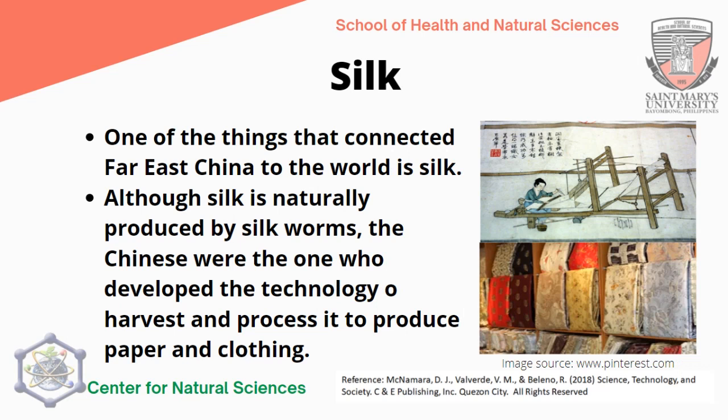So we have the use of silk. One of the things that connected Far East China to the world is silk. There is a so-called Silk Road that links this civilization to the western part. Although silk is naturally produced by silkworms, the Chinese were the ones who developed the technology to produce and process it as paper and clothing. And until now, silk is a high value product that is coming from China.